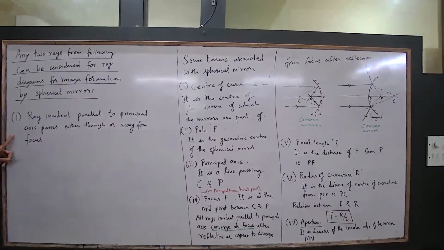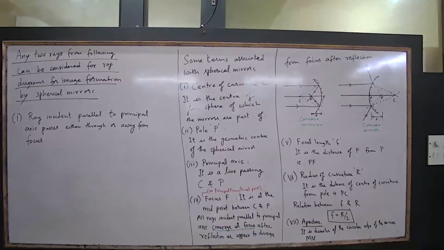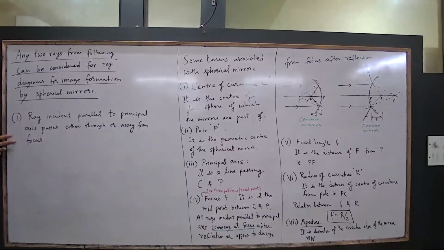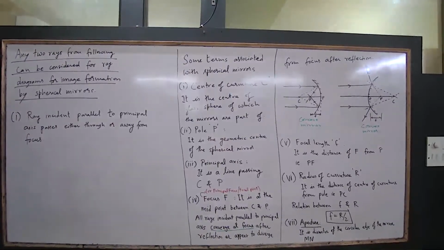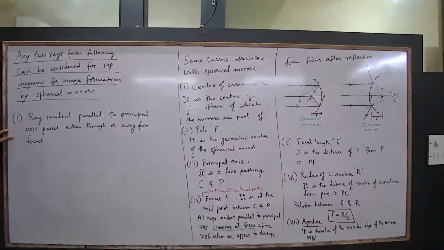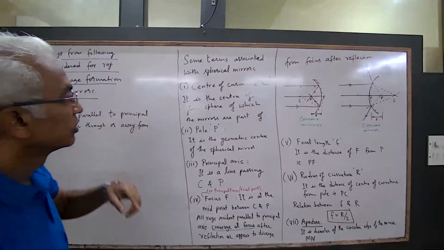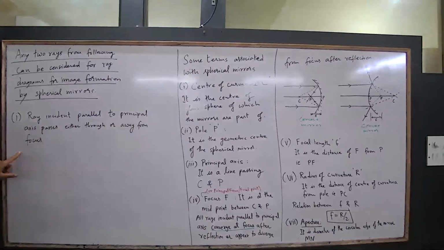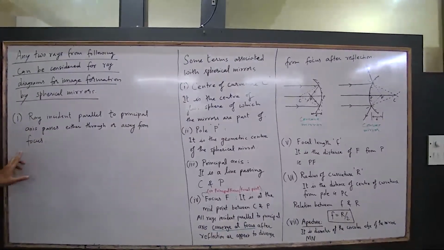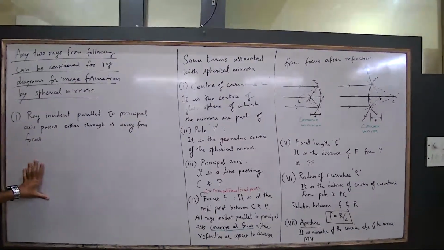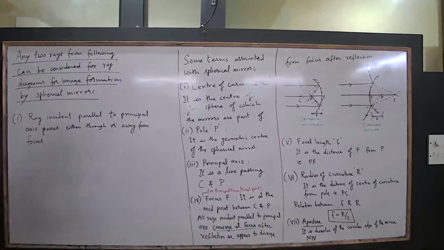So this we already know. So which two rays to consider for image formation? I told you for image formation you require minimum two rays. So there are so many incident rays which are possible. So what is the first point? Ray incident parallel to principal axis. Achha, are you done writing? Or still writing? Okay, right.